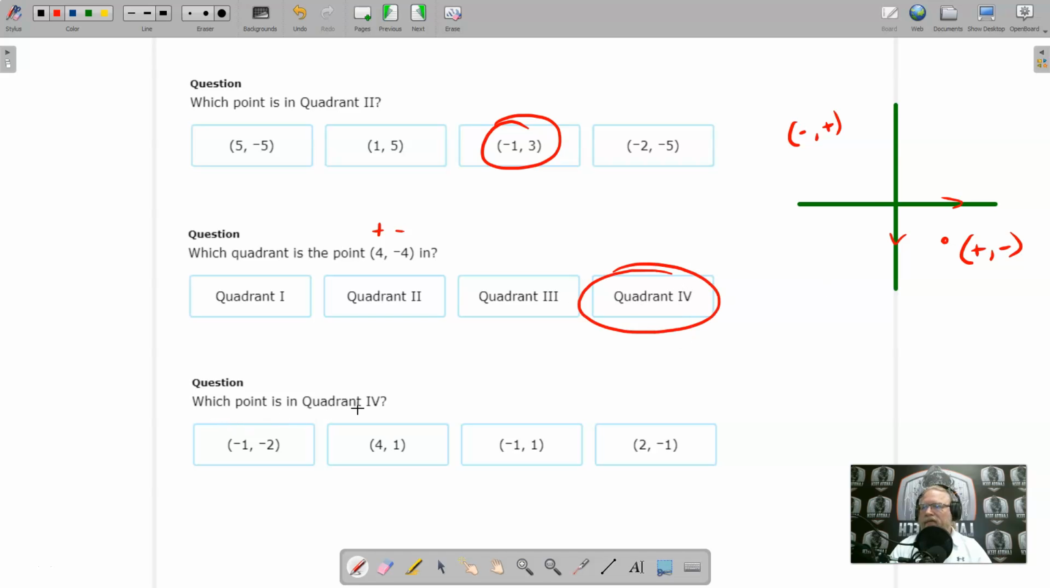Which point is in quadrant 4? Well, we just realized that quadrant 4 is positive, negative. So let's look for that. No, negative, negative. Positive, positive, no. Negative, positive. Positive, negative. So it's this one here. 2, negative 1. It would be right there. And that is indeed quadrant 4. So it's kind of a trick way of being able to figure that out. Remember, again, it is quadrant 1 where it's positive, positive. And it is quadrant 3 where it is negative, negative.